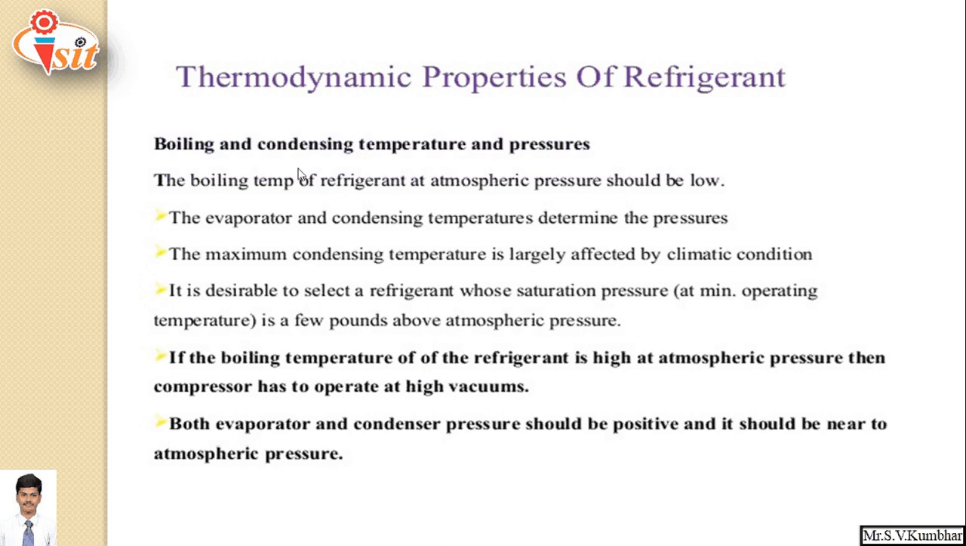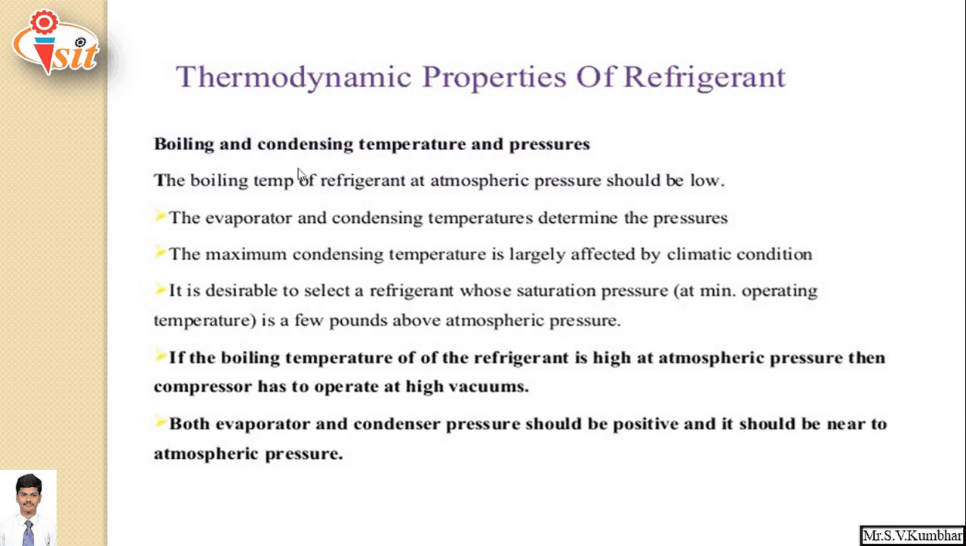Thermodynamic properties of refrigerant: boiling and condensation temperature and pressure. The boiling temperature of refrigerant at atmospheric pressure should be as low as possible. The evaporator and condensing temperature determine the pressure. The maximum condensing temperature is largely affected by climatic condition, because generally the condenser is exposed to atmosphere. So as climate condition changes, its condenser temperature changes again.